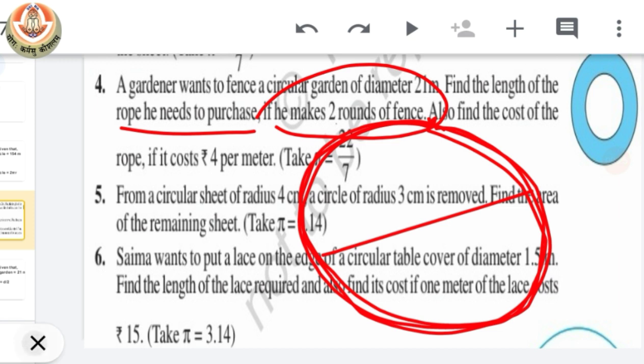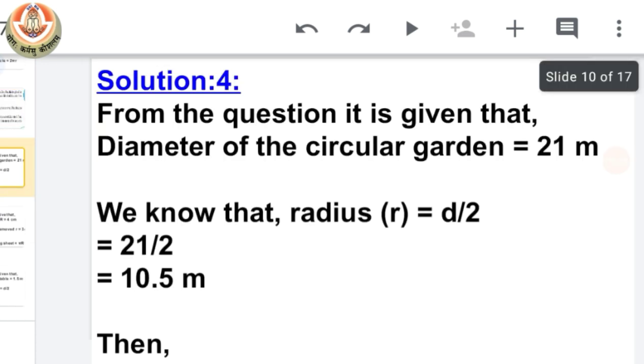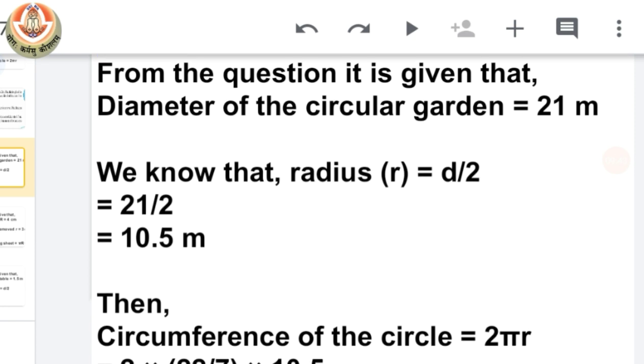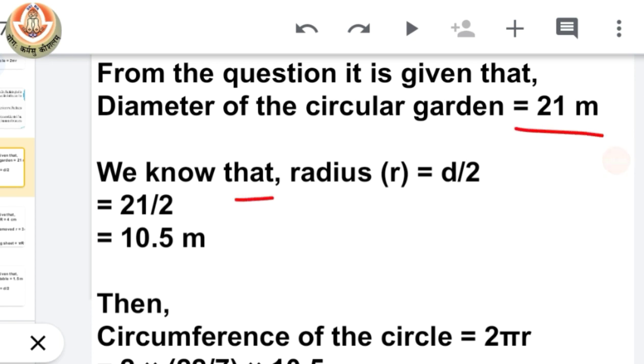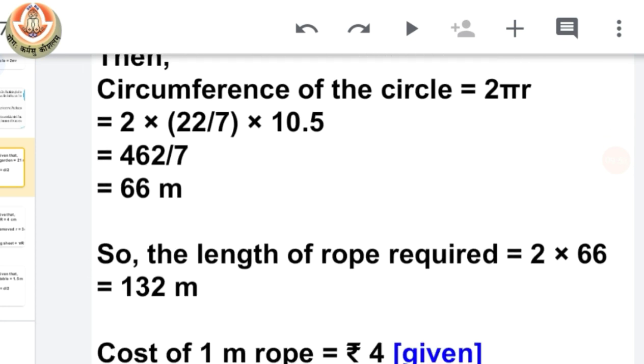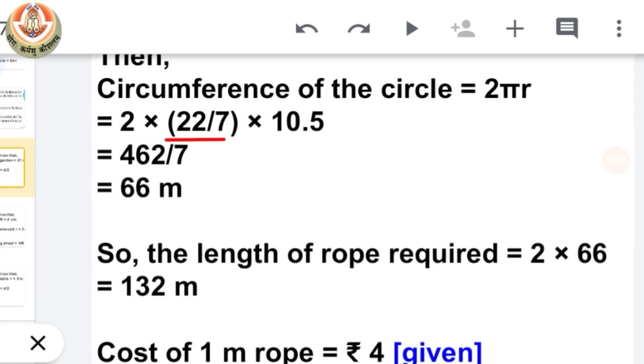Okay. And after this we also have to find the cost for this rope, which is given as 4 rupees per meter. So let's see how we have to solve it. From the question, it is given that the diameter of the circle is 21 meter. So that means its radius will be diameter's half, that is 10.5 meter. Now we have to find the circumference of the circle, which is 2 pi r. So we have to put all the values, that is value of pi and radius. After solving it, we will get circumference of this garden as 66 meter.